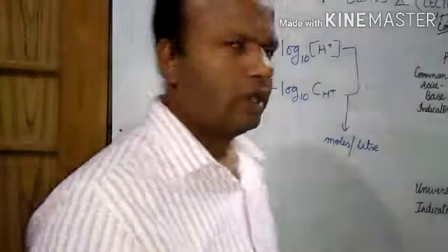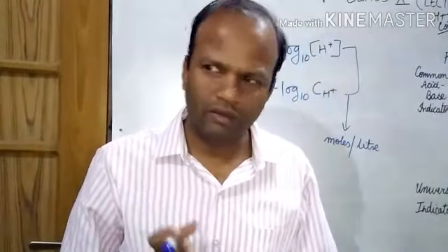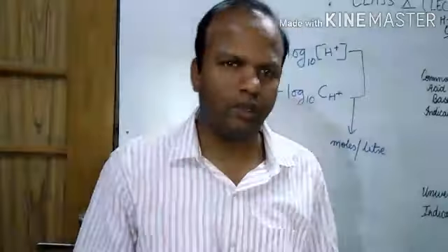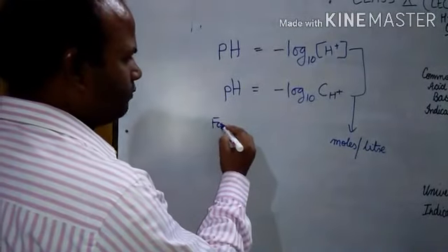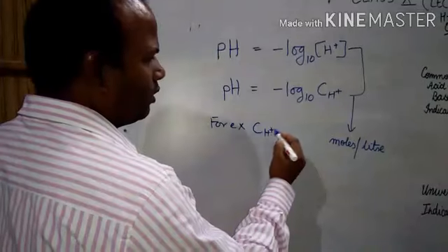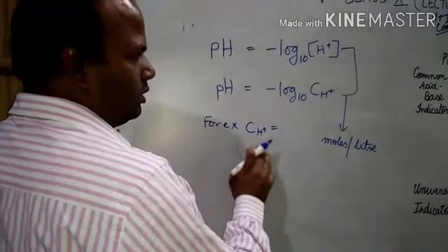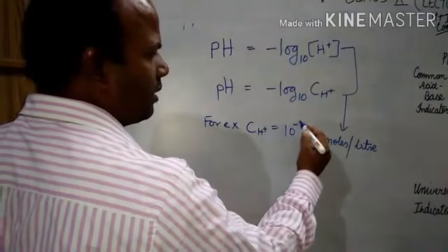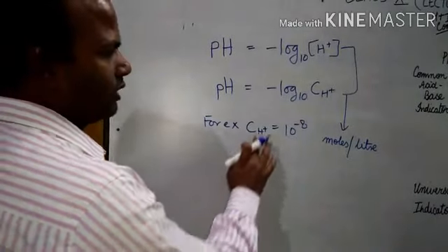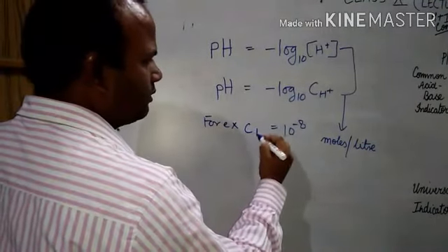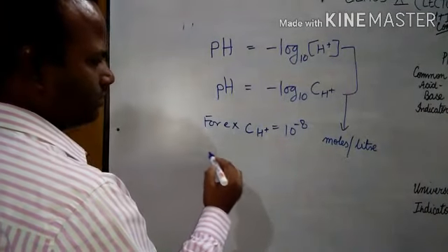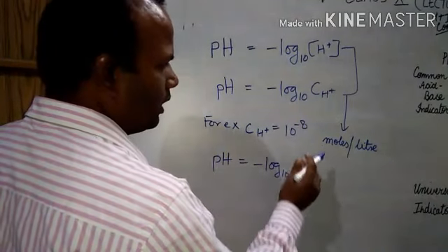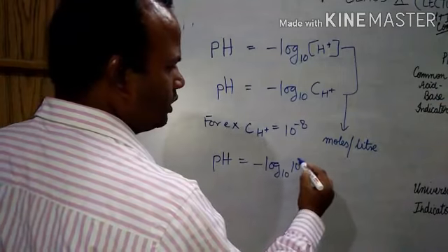For neutral it is basically 7, and the scale ranges from 0 to 7, and 7 to 14. Suppose, for example, the concentration of H plus ion is given as 10 to the power minus 8. So what will the pH be? pH is equal to minus log, you apply the formula, and the concentration is 10 to the power minus 8.